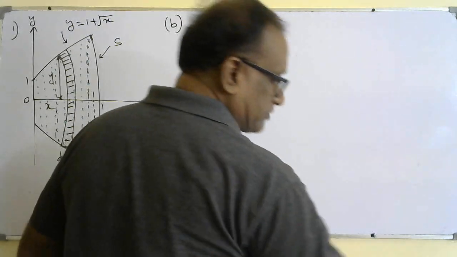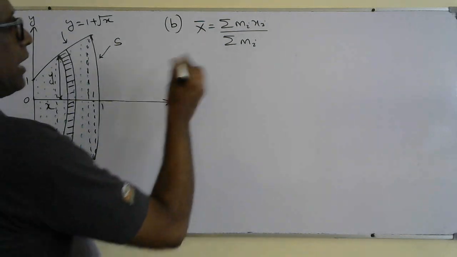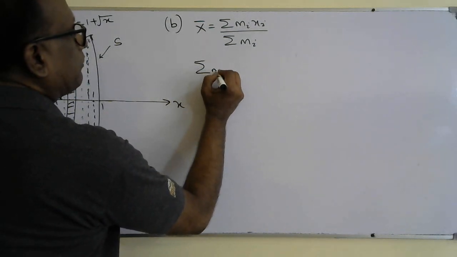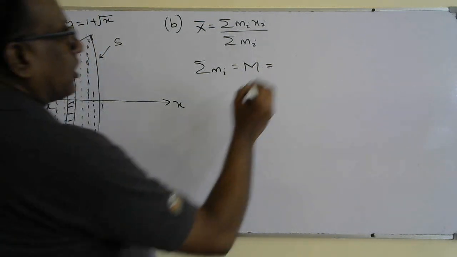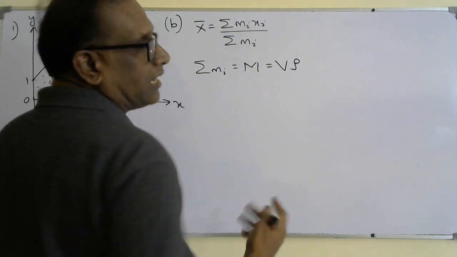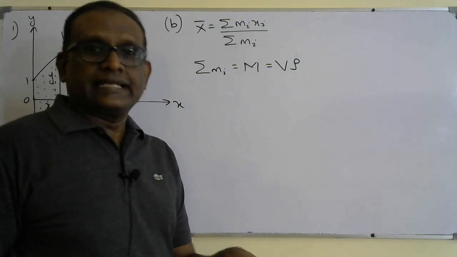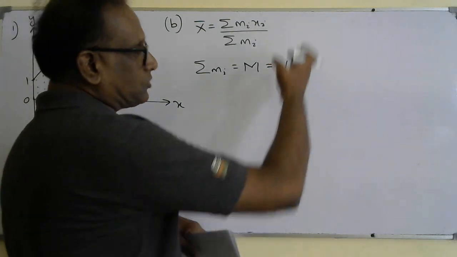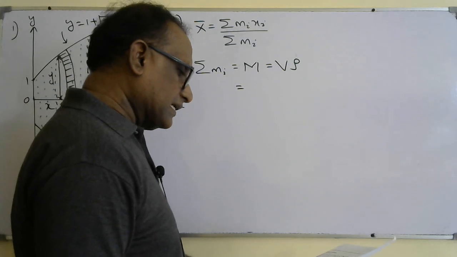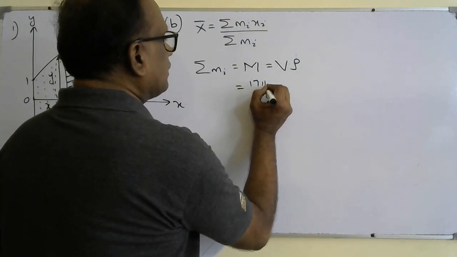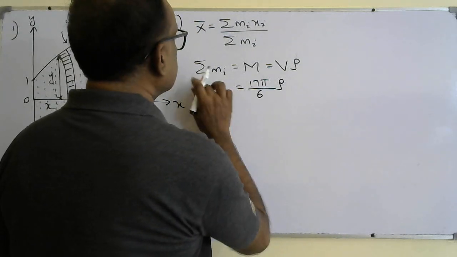So first, the definition of center of mass is x bar equals sigma mi xi over sigma mi. So sigma mi, how much could it be? Sigma mi is the total mass of the solid S, that is volume of the solid S times density. Normally in mathematics, M3, even the mark scheme or the textbooks, they take rho as one unit, but it doesn't matter, we put it as rho, it will get cancelled. So we multiply by rho. The volume we found just now, that is 17 pi over 6, times rho, that is sigma mi.